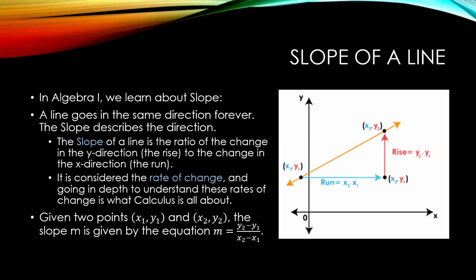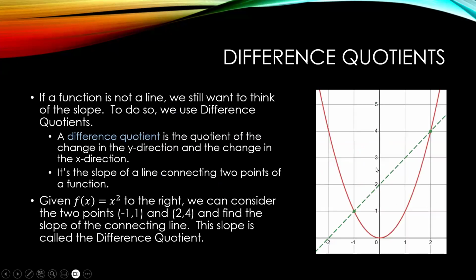What about a quadratic? What if we had a function which was f of x equals 1 over x, or maybe a trigonometric function? We can't simply do rise over run. We'd have to do some more steps to it. And so that's where our next ideas come from. The idea of the difference quotient. If a function is not a line, we still want to think of the slope. To do so, we use difference quotients.